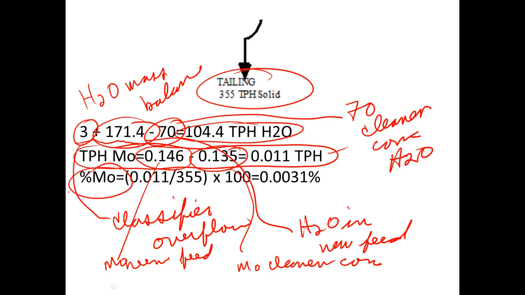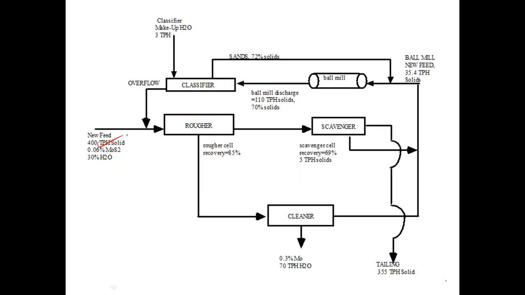I can get the grade of molybdenum in that tailing by taking the weight of molybdenum divided by the total weight of solids, which is given as 355, giving us a tailing grade of 0.0031%, which is very low grade, which once again is expected because this is our final system tailing. So we're making good progress getting these external streams all characterized.